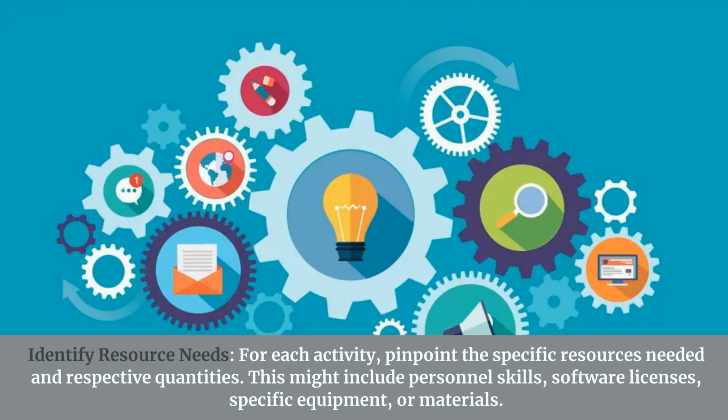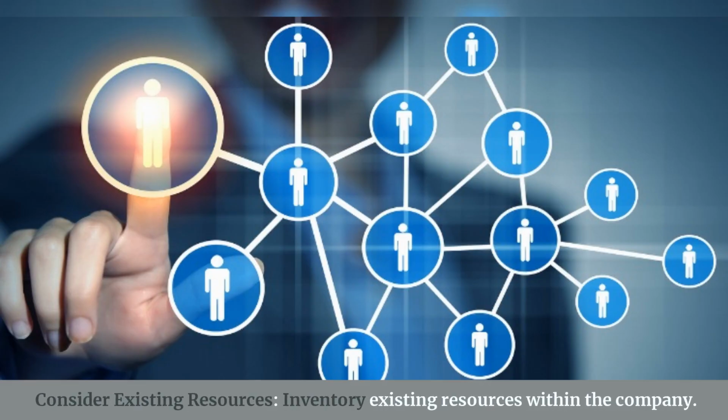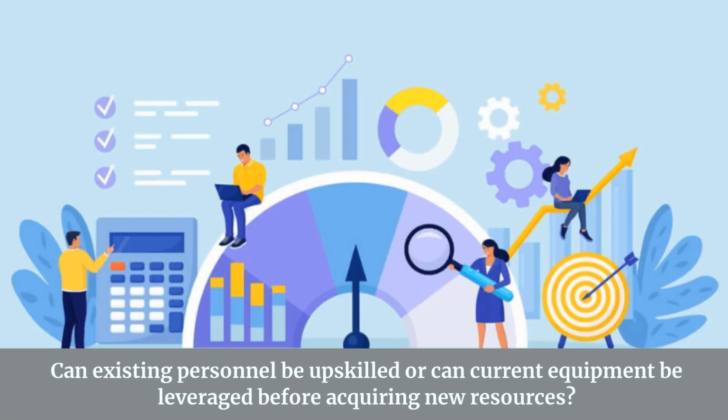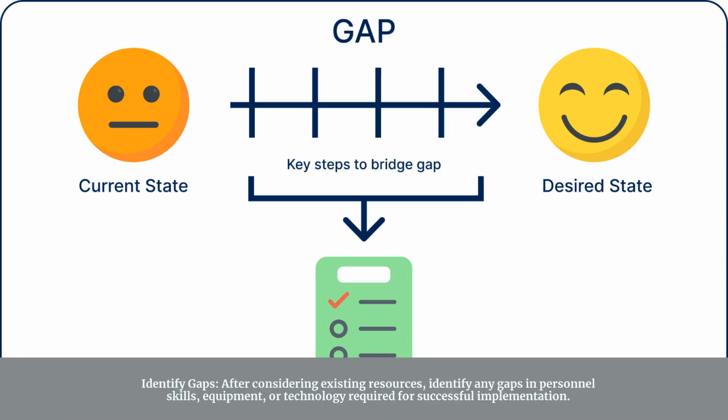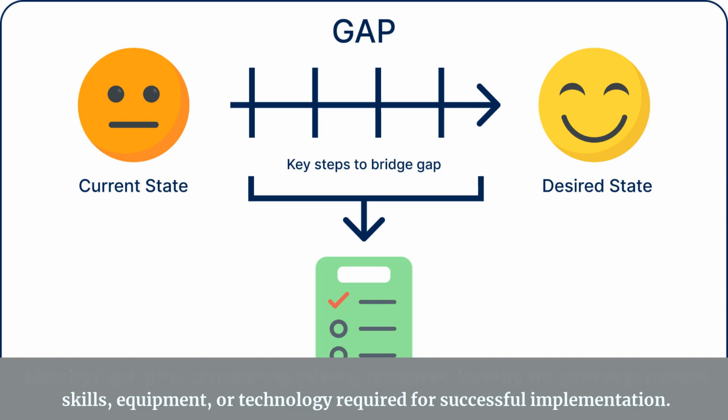Identify resource needs. For each activity, pinpoint the specific resources needed and respective quantities. This might include personnel skills, software licenses, specific equipment, or materials. Consider existing resources. Inventory existing resources within the company. Can existing personnel be upskilled or can current equipment be leveraged before acquiring new resources? Identify gaps. After considering existing resources, identify any gaps in personnel skills, equipment, or technology required for successful implementation.